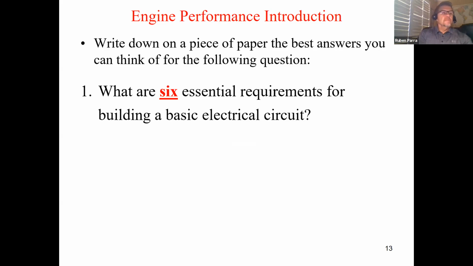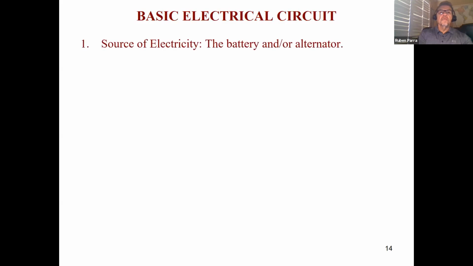Okay, so what are they? You have to have power, right? You have to have a battery or alternator. You have to have power. You've got to have circuit protection. All electrical systems have some kind of circuit protection.